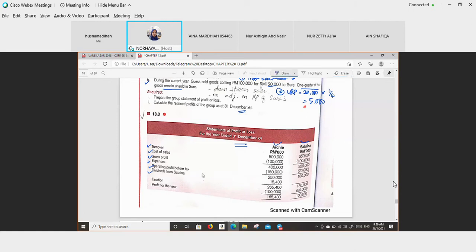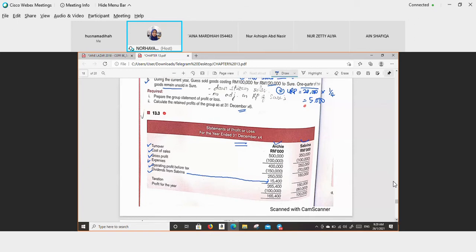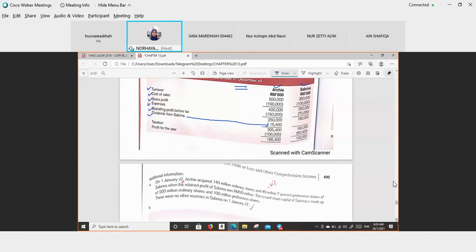You have dividend from Sabrina. So you see here Archie and Sabrina. Archie received dividend from Sabrina, which is a member of the group, right? And then you have the taxation and profit for the year.